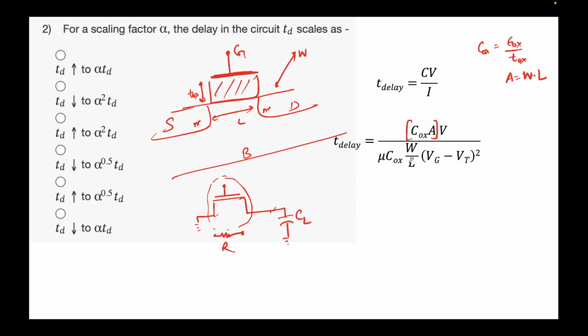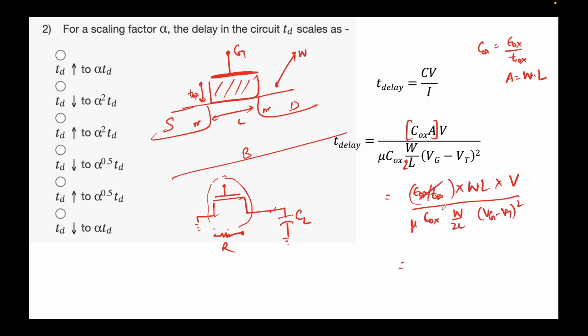Current we know, so here we are interested in the regime, it's a 2L here actually, we are interested in the regime when we are in saturation. So we are switching from saturation to off to saturation, and that is a toggle that we are making. So let's just put all the values, how will it come. So Cox, I put epsilon ox by Tox times area, which is W into L into V divided by, Cox gets cancelled, W over 2L Vg minus Vt whole squared.